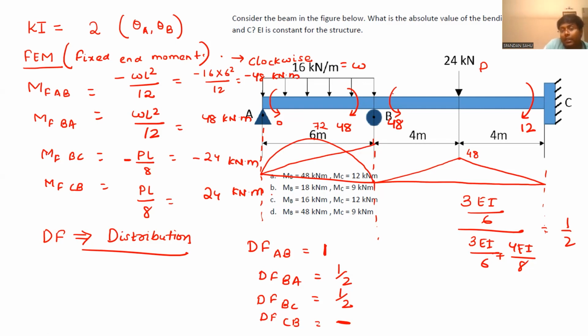So let us keep minus 48. And this will also try to hog the beam, and this minus 12 will also try to hog the beam. So minus 12 will come somewhere here. And this is 12, this is 48, this is 72. And your net bending moment will be shown somewhat like this. Got it?